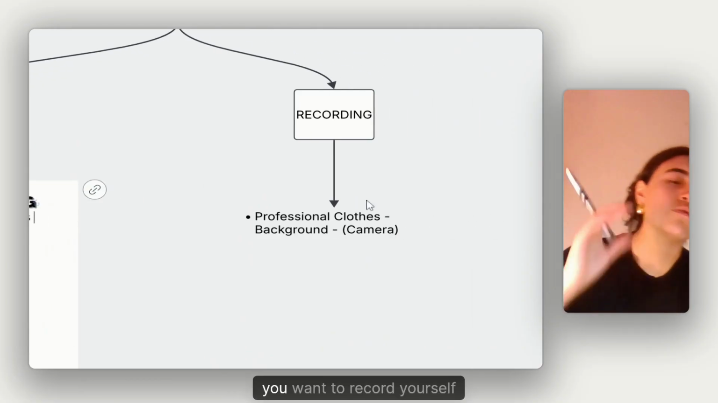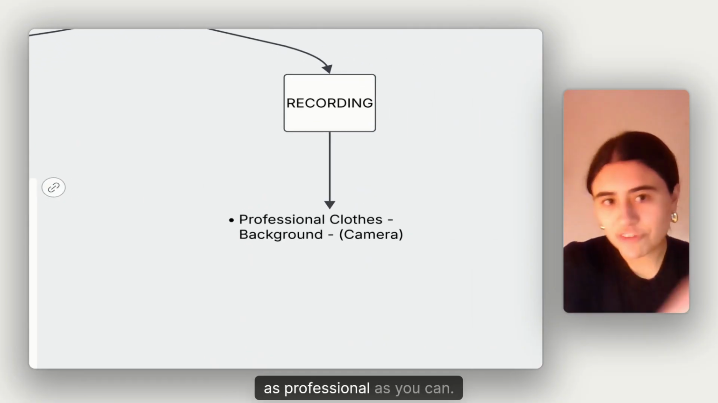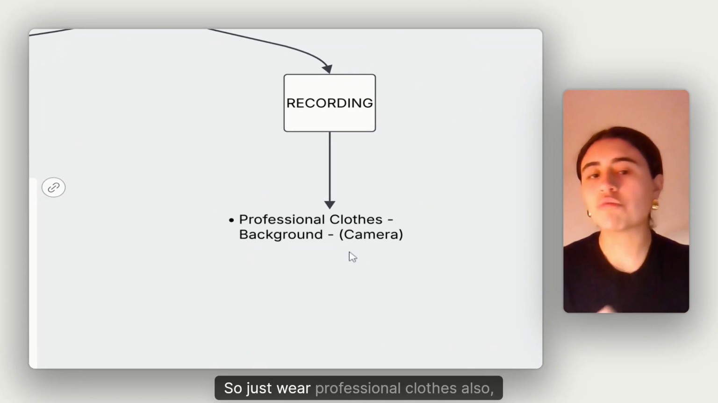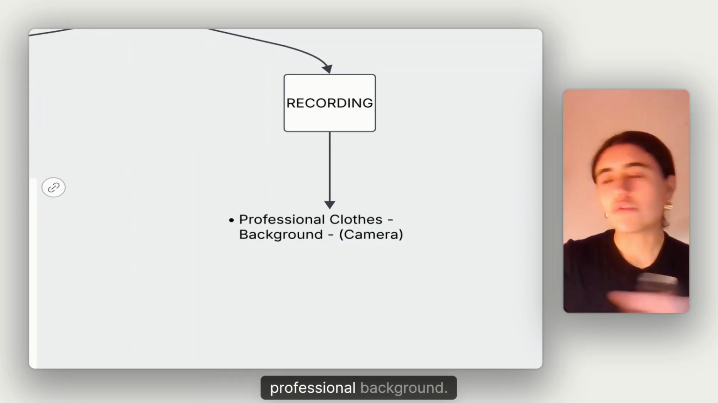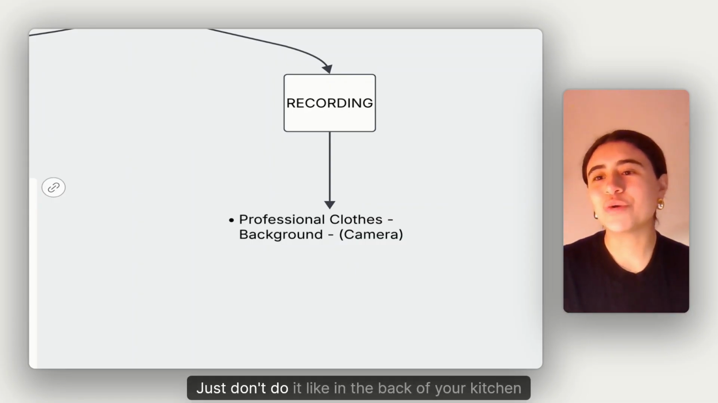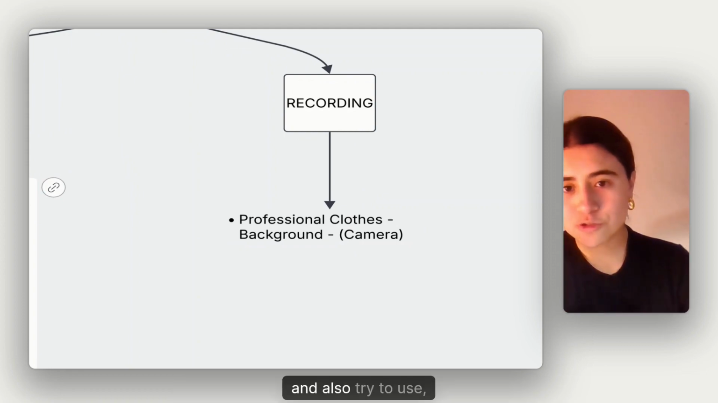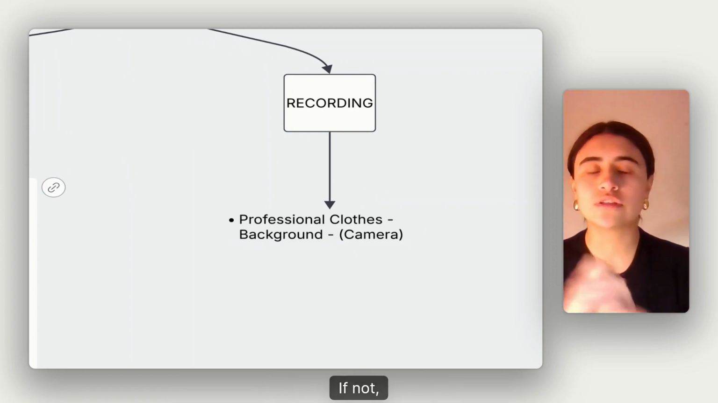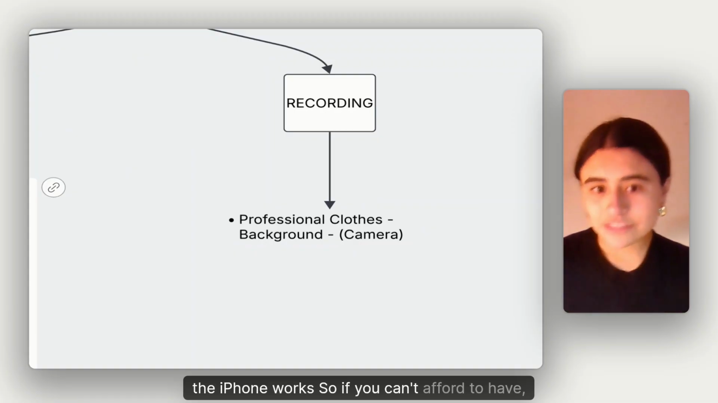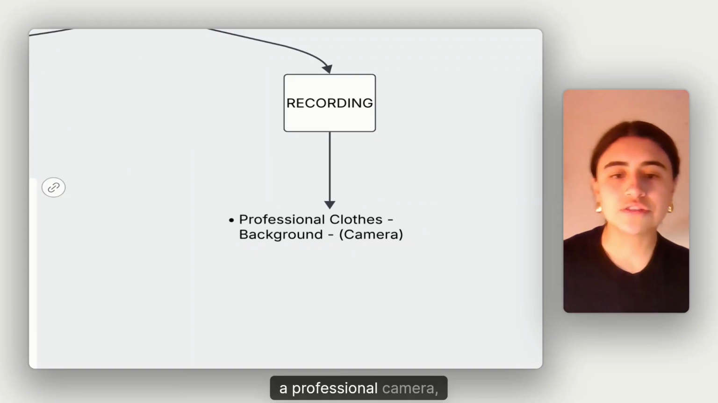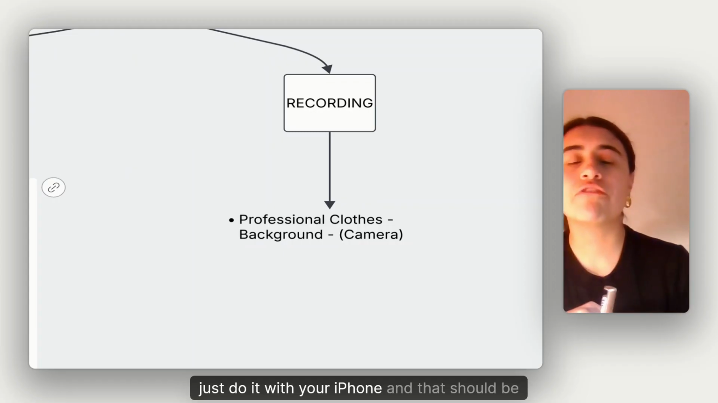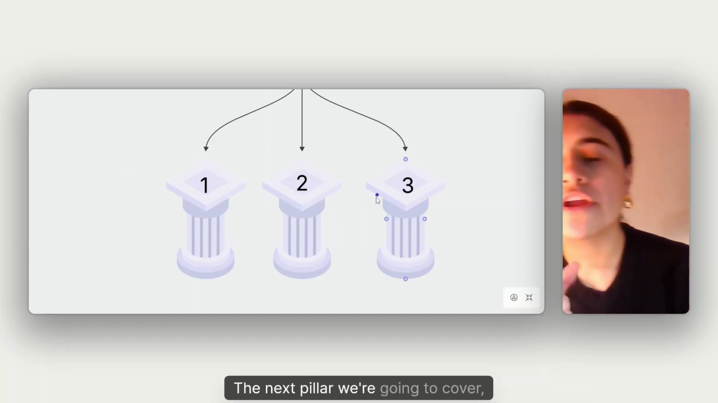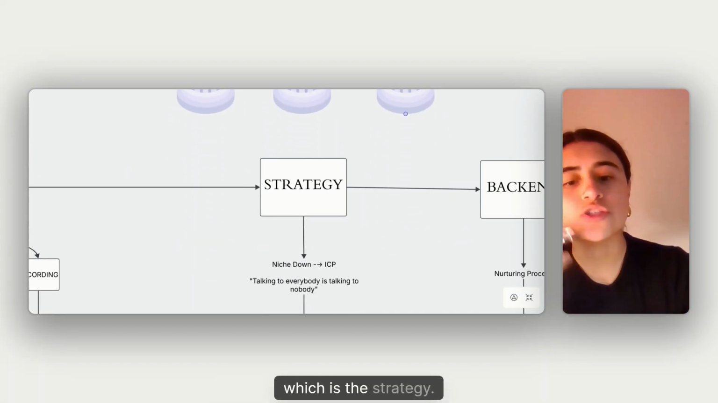But after this, you want to record yourself as professionally as you can. So just wear professional clothes, and also a professional background. Just don't do it in the back of your kitchen. And also try to use a professional camera if it's possible. If not, the iPhone works. But if you can't afford a professional camera, just do it with your iPhone, and that should be fine.